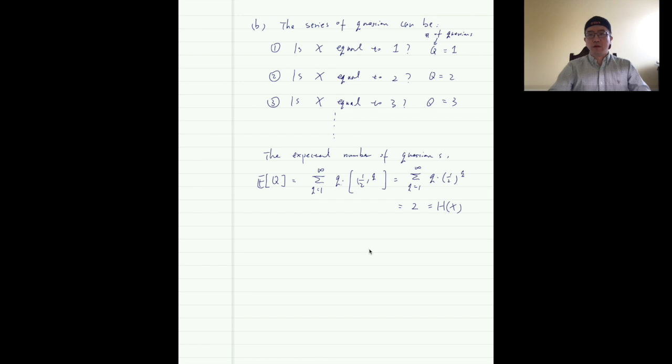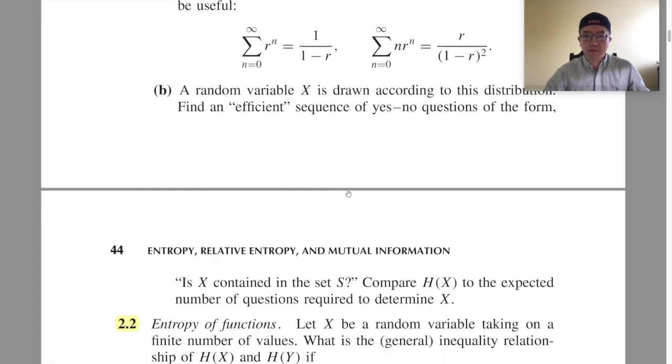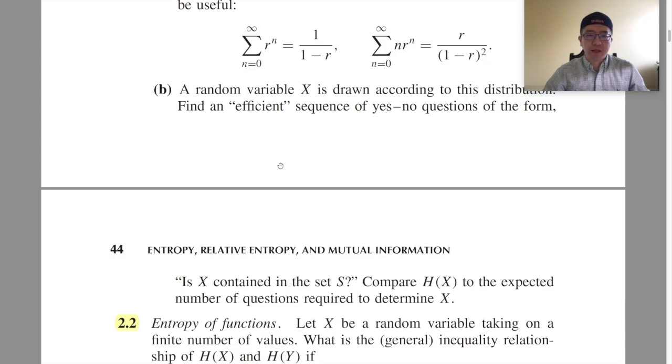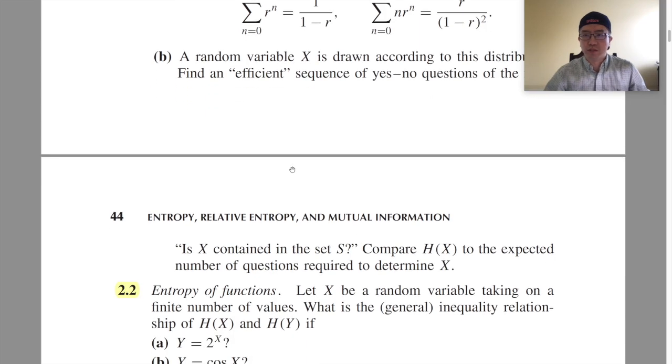and that equals the entropy already. So this basically means that this is the best solution, because the total number of questions we need to ask to resolve x is already equal to the entropy of x. So this is the best solution already. Okay, so this is basically the second question, part B of question 1.